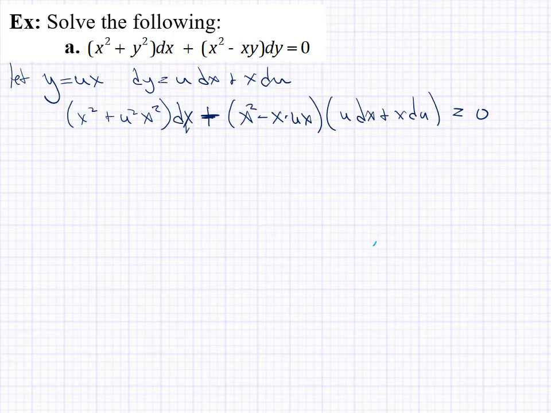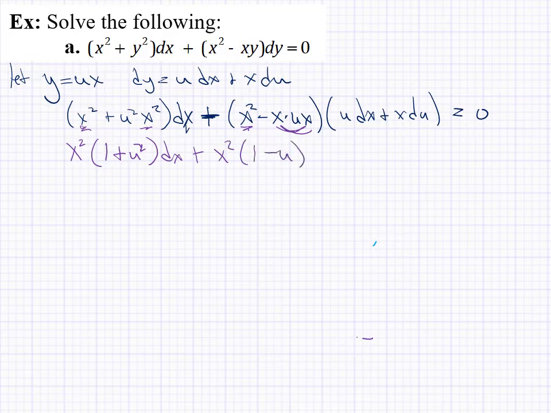So notice, I can factor an x squared out. It was a degree 2 homogeneous, and I'm pulling out an x squared. That's no coincidence. I'd be left with 1 plus u squared dx. Now look over here. I've got an x squared, and these two together are x squared. I can pull that out. I'm left with 1 minus u times u dx plus x du. Okay. Now what we're going to do is clear out this x squared and this x squared, because it's not really going to give us anything that's going to help.